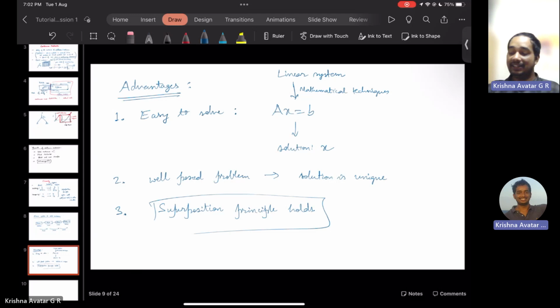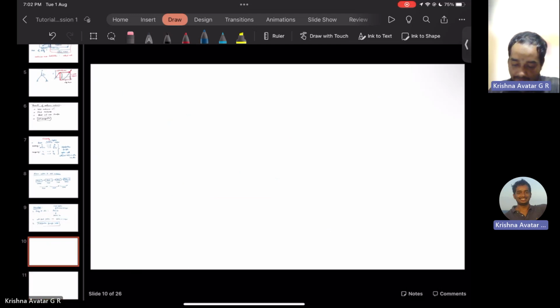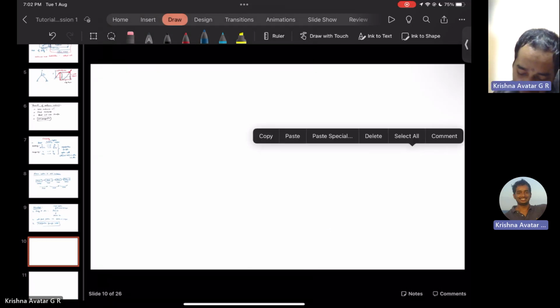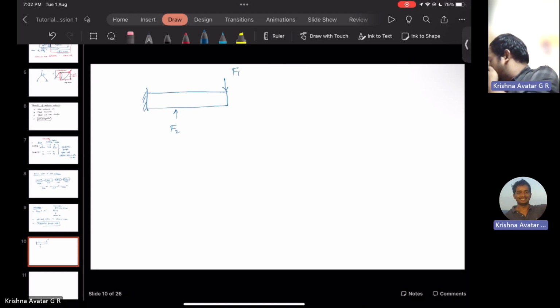Okay, this is fine, but then how is it useful? The thing is, when we have the superposition principle, one small example that I want to present to you is, say you have a beam, a cantilever beam, as usual. And we are applying loads at two different points here, F1, F2. Now you want to know the deflection at this point.